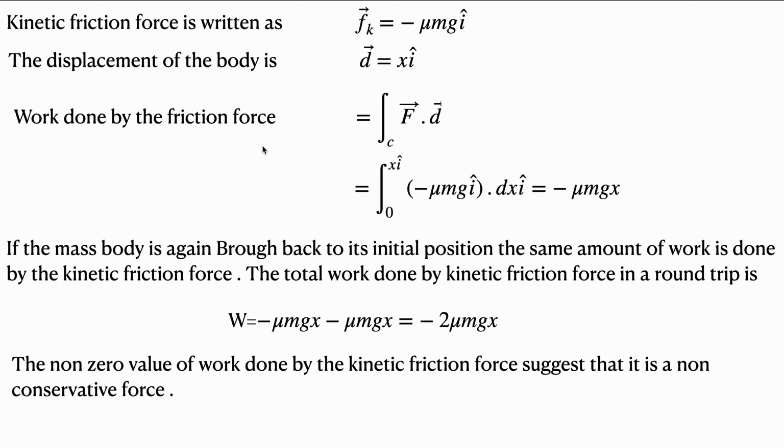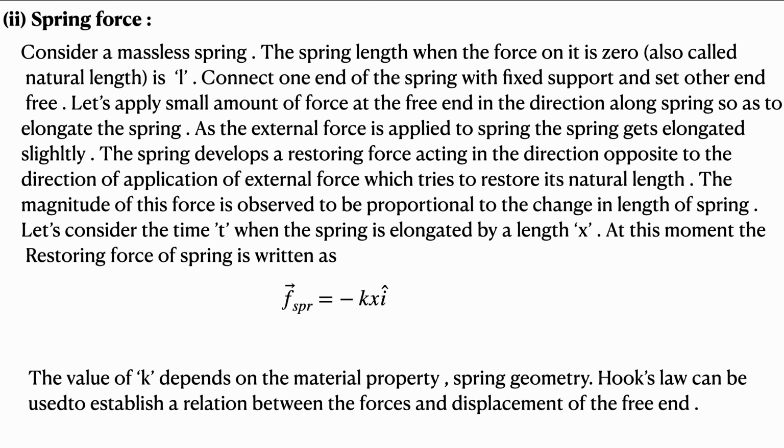The work done by frictional force will be the integral of vector F dot vector d along the curve C. So if we integrate vector F dot d, we will get minus mu mgx. So this is the work done by the kinetic friction force. If the body is again brought back to the initial position, the same amount of work is done by the kinetic friction force. The total work done by kinetic friction force in a round trip is minus mu mgx plus minus mu mgx, which equals minus 2 mu mgx. The non-zero value of work done by kinetic friction force suggests that it is a non-conservative force.